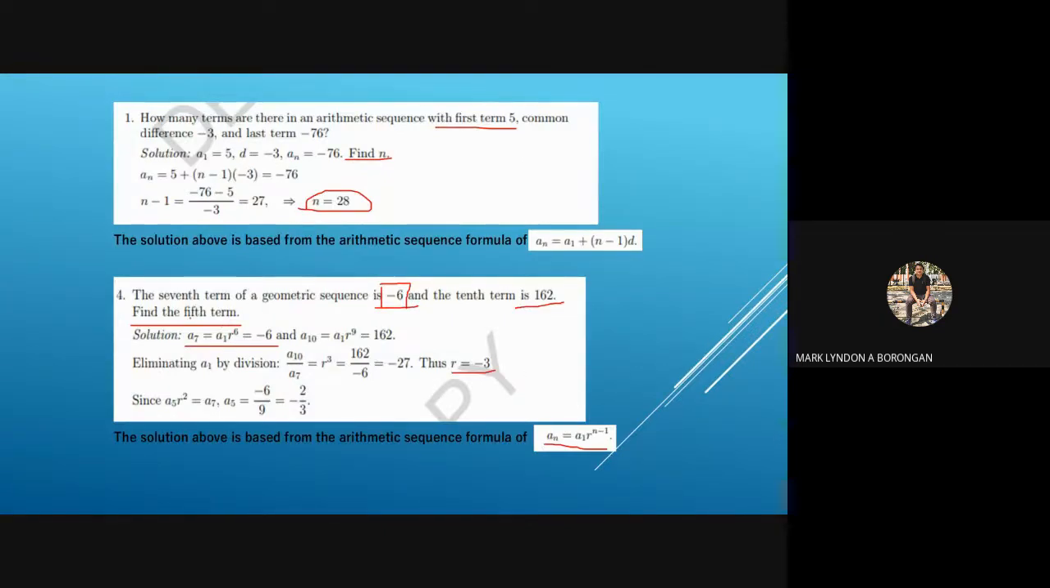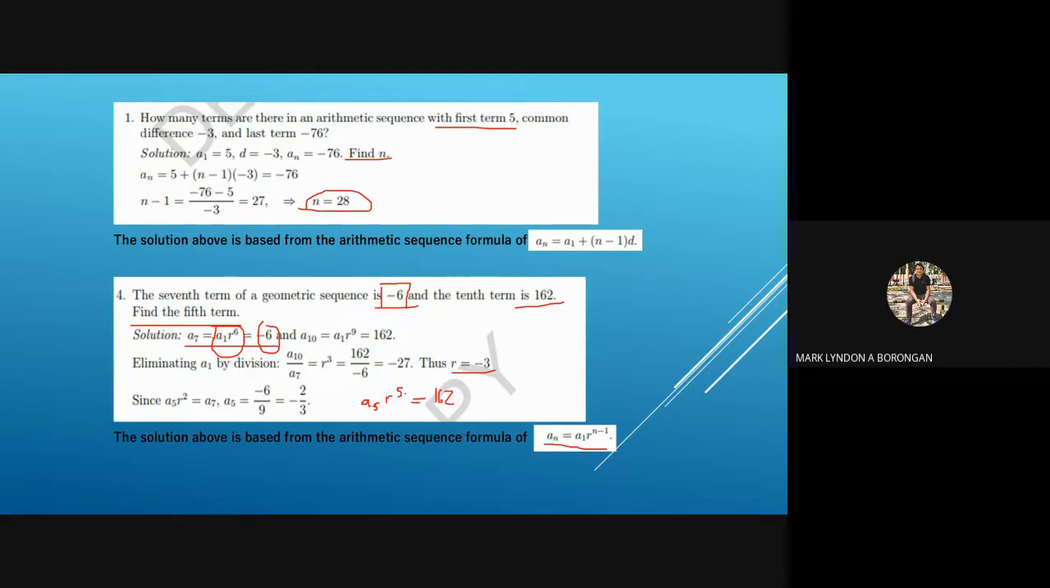Now, since we are asked to find the fifth term, we will write the same format, but a sub 5, since we are looking for the fifth term. Now, as you can see there, a sub 5 is paired with r squared. Why? Because we are given a sub 7. You can also write a sub 5 times r to the power of 5, which is 162, right?